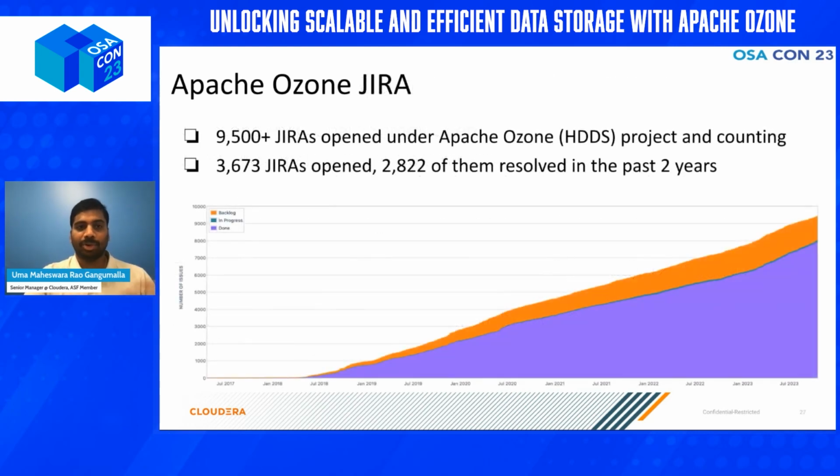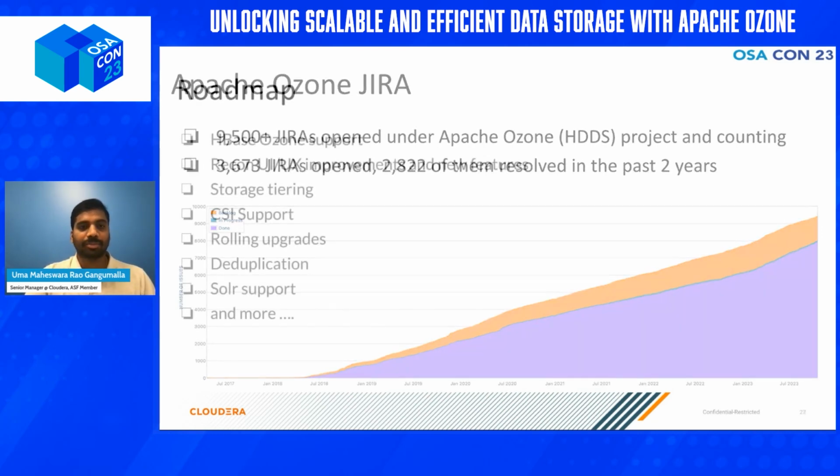And there is a lot of activity going on, like 9,500 plus JIRAs open under the open source HDDS project. If you just look at the last 2 years, we have 3,600 plus JIRAs opened, and closely 3,000 JIRAs got resolved. That's pretty healthy activity going on.